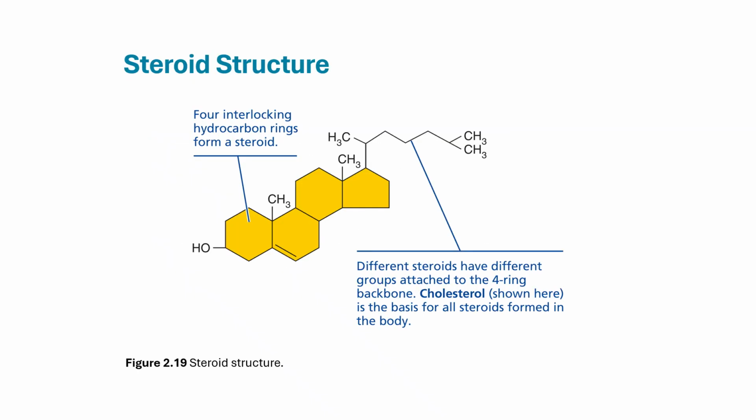So here is a steroid structure. It is four interlocking hydrocarbon rings to form a steroid. Cholesterol is the basis for all steroids formed in the body. Different steroids have different groups attaching to the four ring structure. So the different groups is this area over here that you would have something different attached to it.